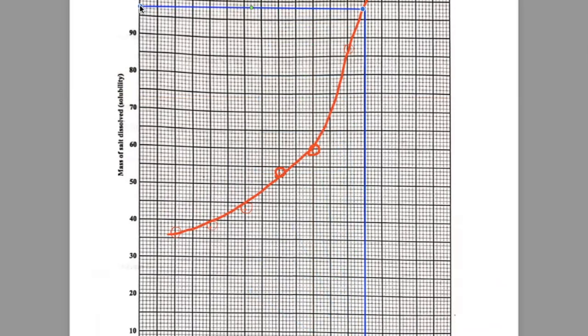Right? A little curvature in the paper there. So we'll read off this value. It's 1, 2, 3, the fourth one. 1, 2, the third one. So that's 95, 96, 97, 98. So we'll work with it as 98. So we have 98 grams per 100 grams of water. All right, 98 grams per 100 grams of water.